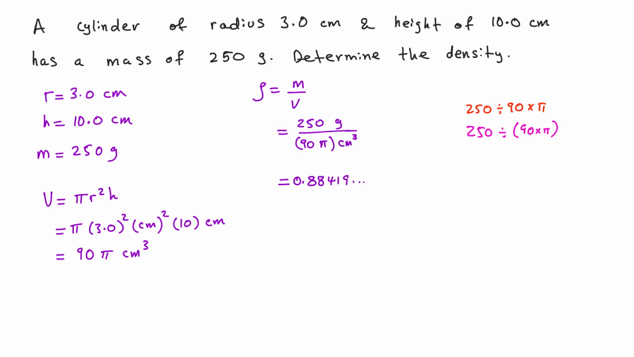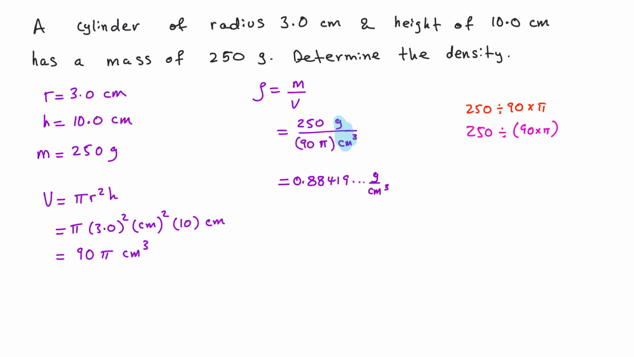And the number keeps continuing, so I'll just use 3 dots to show that. And in terms of units, we can see that the units is grams per centimeters cubed, so I can just write it as grams per centimeters cubed, just like this, or cubic centimeters.